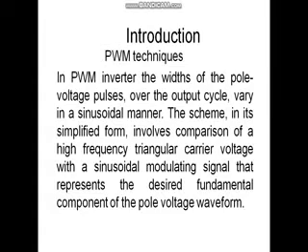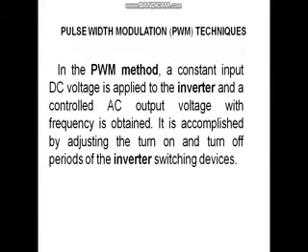In the pulse width modulation inverter, the width of the pulse, that is, the applied gate voltage over the output cycle, varies in a proper manner. This concept involves a comparison of a high frequency triangular carrier wave with a sinusoidal modulating signal. Pulse width modulation is normally classified into single pulse width modulation, multiple pulse width modulation, sinusoidal pulse width modulation, and modified sinusoidal pulse width modulation.